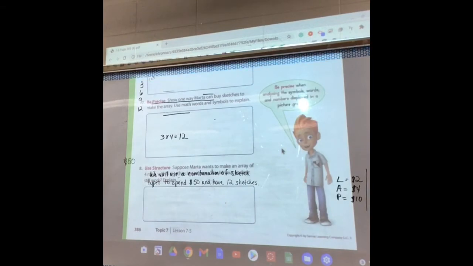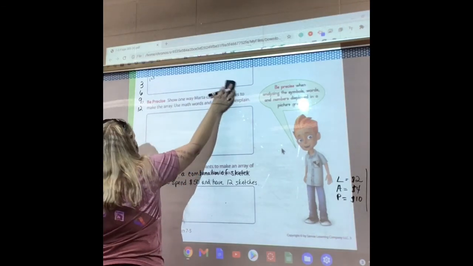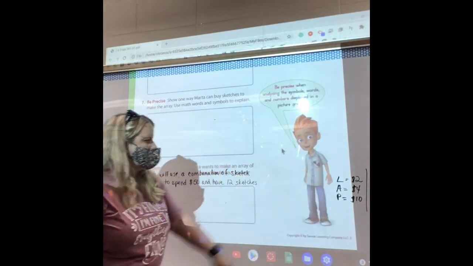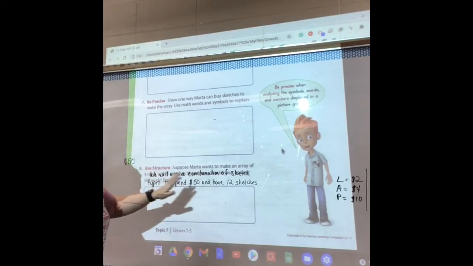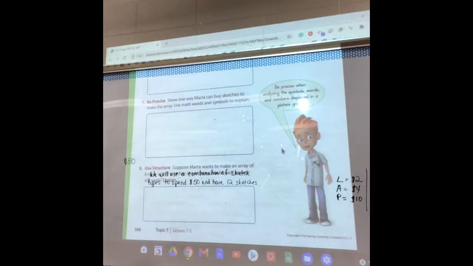Okay, so now we're doing 7 and 8. Be precise, it says. Show one way Martha can buy sketches to make the array. Use math words and symbols to explain. Okay, so we know that we need 12 of them. I like to start with the big amount. So we know we have $50 to spend. The biggest amount, I think you can see it over here, is portraits are $10. We know we need at least 2 of those. So let's just go ahead and spend $20.